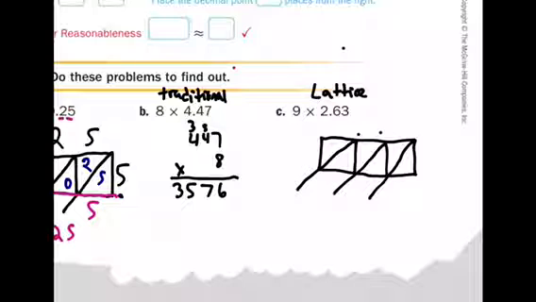Now for the decimal point. Again, this one only has 2 decimal digits. Remember, 8 is a whole number, no decimal digits. So my answer needs to have 2 decimal digits. So 35.76 is my answer.